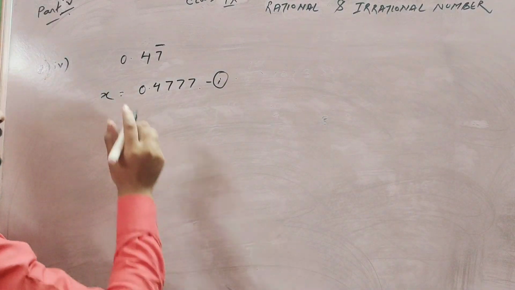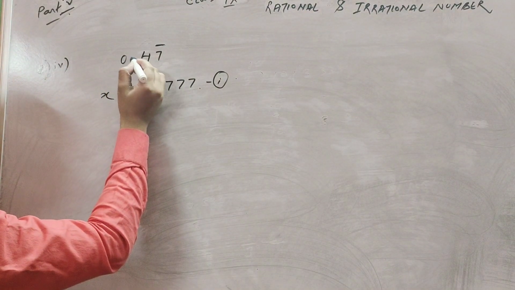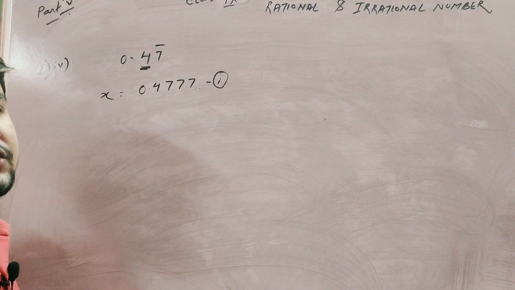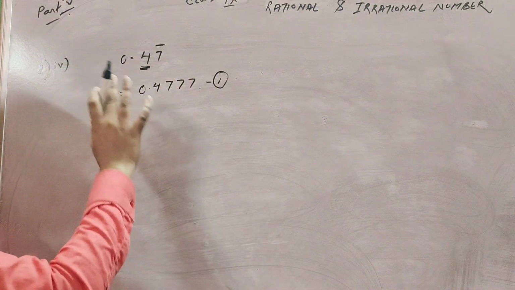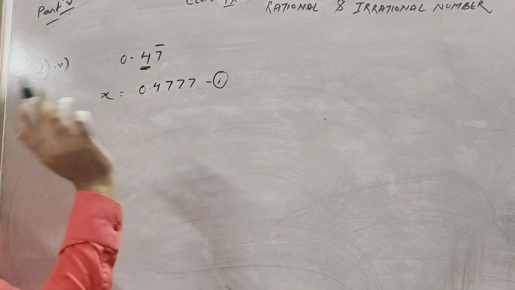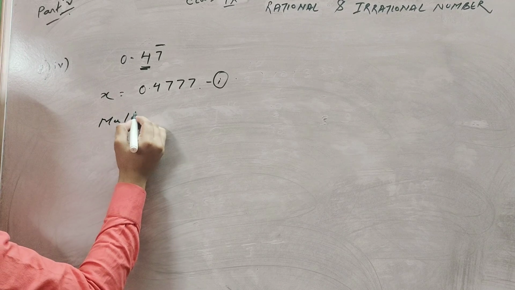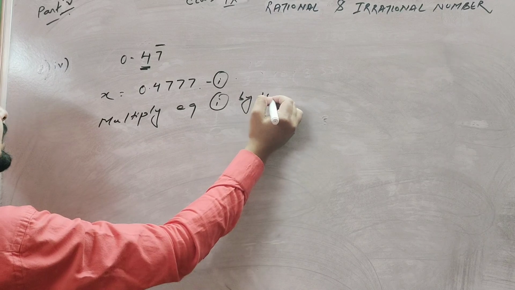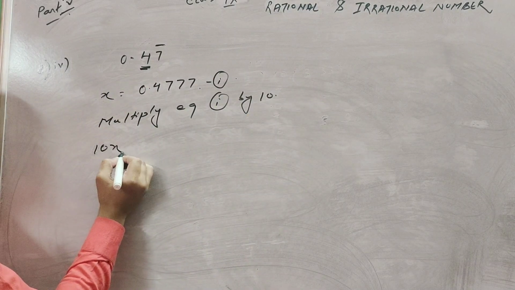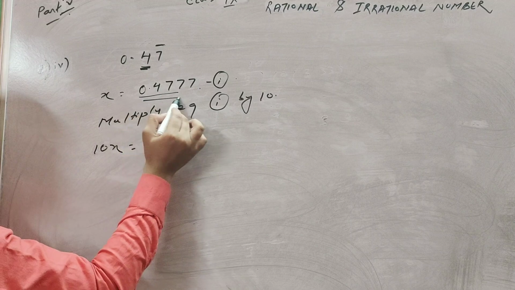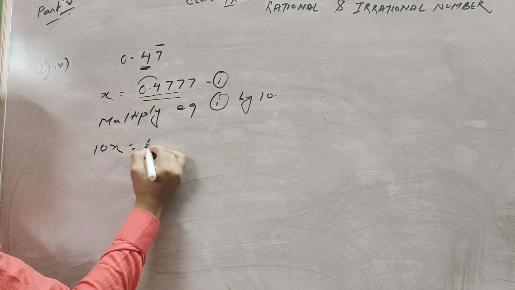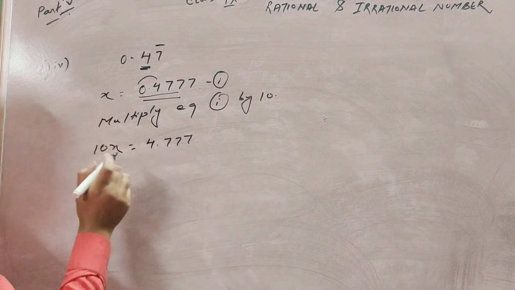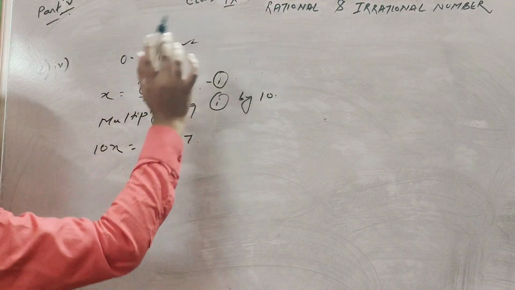Note the step very carefully. After the decimal, without repetition you see only one number, so you multiply the equation by 10. So multiply equation 1 by 10. We get 10x equals to, when this is multiplied by 10, that 4 comes this side, that is 4.777. Clear? Okay.